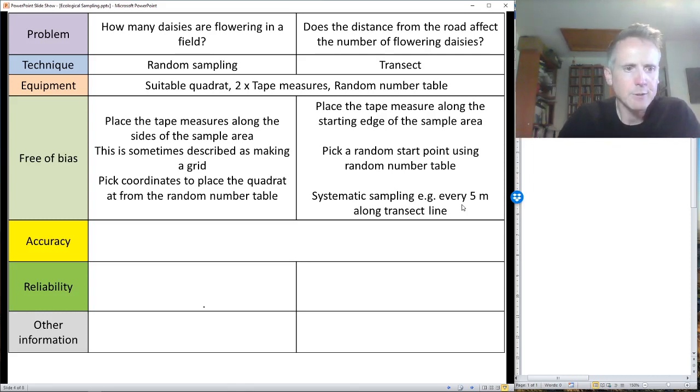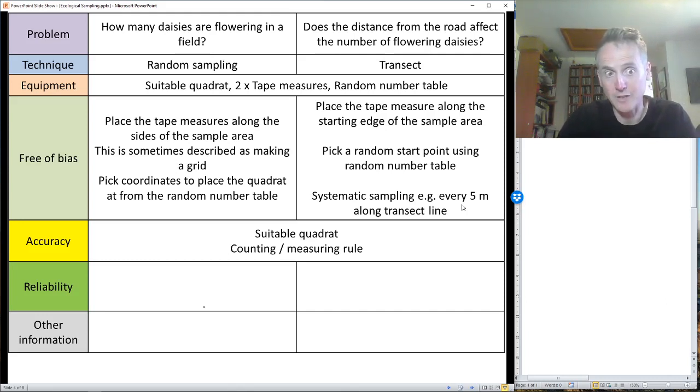Accuracy is all about getting close to the true value, and therefore that's when you use a suitable quadrat, and we use a counting or measuring rule. I'll go through that on another slide. But what I count in my quadrat needs to be the same as what you would count in the same quadrat. I can't say, oh, there's 15 daisies, and then you come along and say, no, there's 12 daisies. So that's not accurate. One of us is correct there, and one of us isn't correct. So we need a way of making sure that we get the same answer every time. And that's the same on both because you're using a quadrat in both.